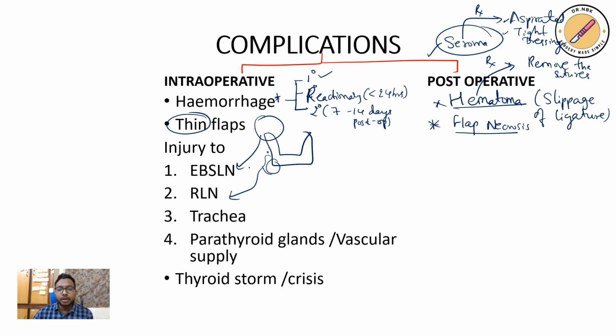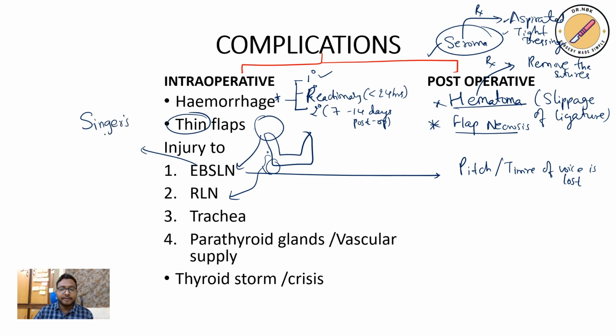What happens if you injure the EBSLN? Please understand the EBSLN is mainly responsible for the pitch and timbre of the voice. So post-operatively, if you have injured the EBSLN intraoperatively, pitch and timbre of the voice is lost. Okay, this is one important complication you can have. This EBSLN is also called the singer's nerve, mainly because it gives the pitch to the voice. Okay, right. Coming to the recurrent laryngeal nerve, it depends on whether it is a unilateral or bilateral injury. We will see the complications table regarding EBSLN and RLN in the subsequent slide.